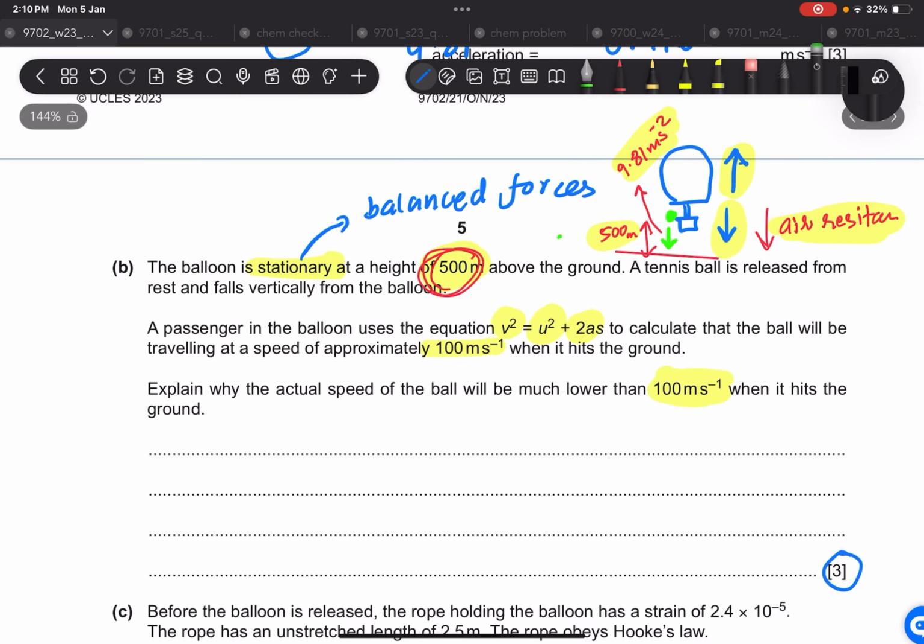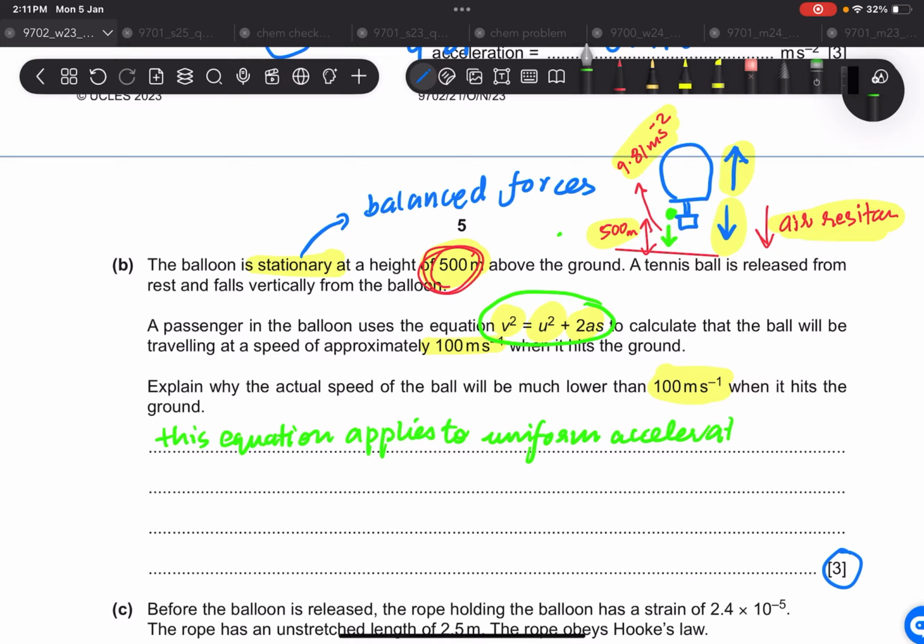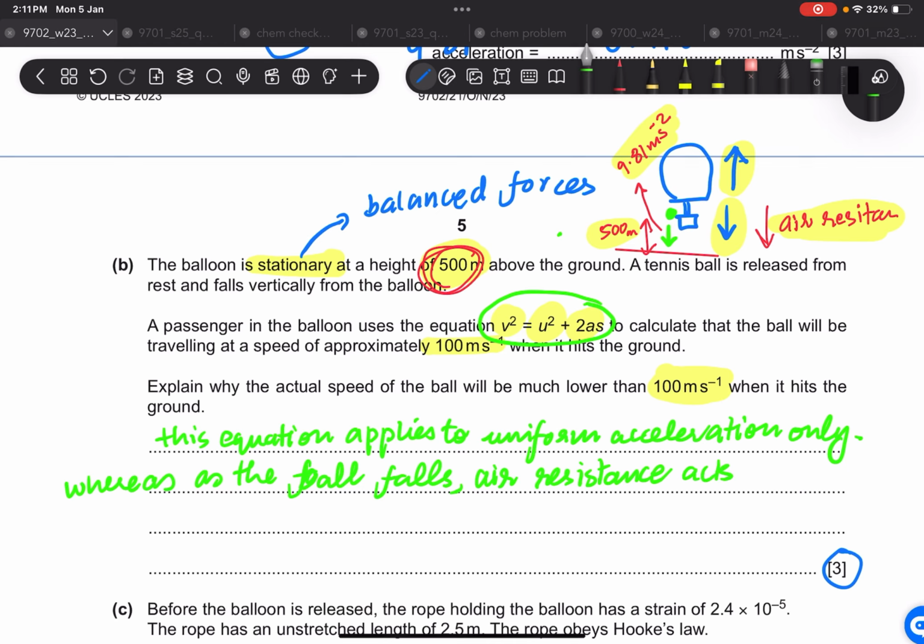So now what will I say is that, listen, this equation is for uniform acceleration. बॉल की यूनिफॉर्म एक्सेलरेशन सिर्फ इनिशियली होगी, ठीक है. सो आई विल टेल हिम दिस इक्वेशन applies to uniform acceleration only, whereas as the ball falls, air resistance acts on it. Keep your explanations clear, ठीक है.